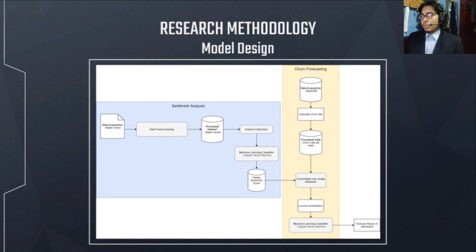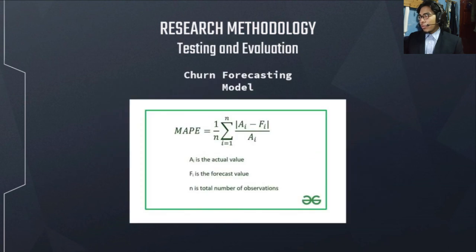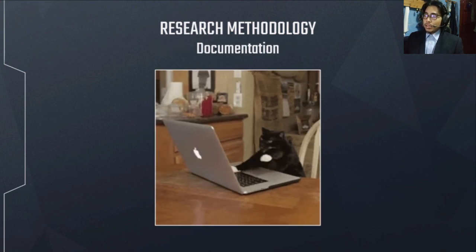Reviews that are classified by the sentiment analysis model are calculated and presented in a time series manner to be fed into the churn forecasting model with the player peak time series. The forecasted result will be displayed using the dashboard. The proposed architecture uses support vector machine for both models. As for model development, everything for the models can be developed using Python and its libraries, whereas Power BI is used for the dashboard. Next, testing and evaluation is to evaluate the main concern of this research by using mean absolute percentage error to see how much error occurs when the model is tested. And of course, the sentiment analysis model is to be evaluated as well by comparing the metrics of different models. Finally, all progress, detailed notes and results will be documented.